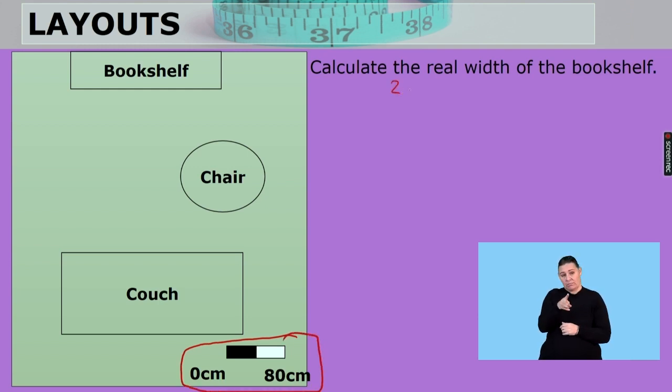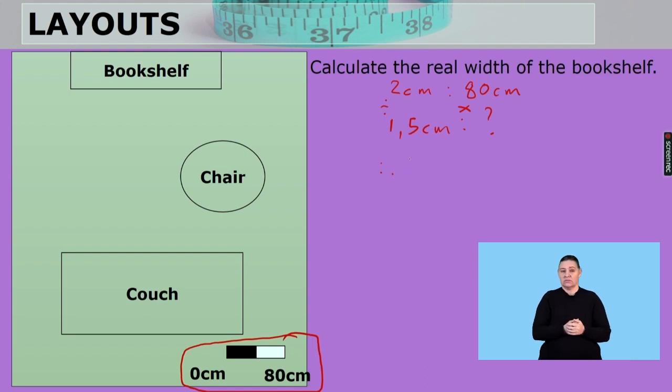2 centimeters is equivalent to 80 centimeters in reality. This time, when I measured the width, I got it to be 1,5. So 1,5 centimeters is to question mark. What will I do now? Divide there, times there. Nice work.